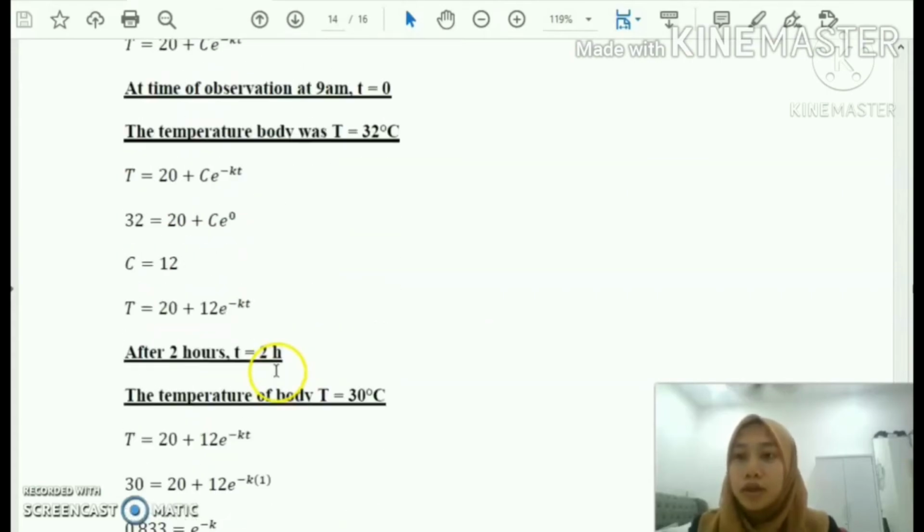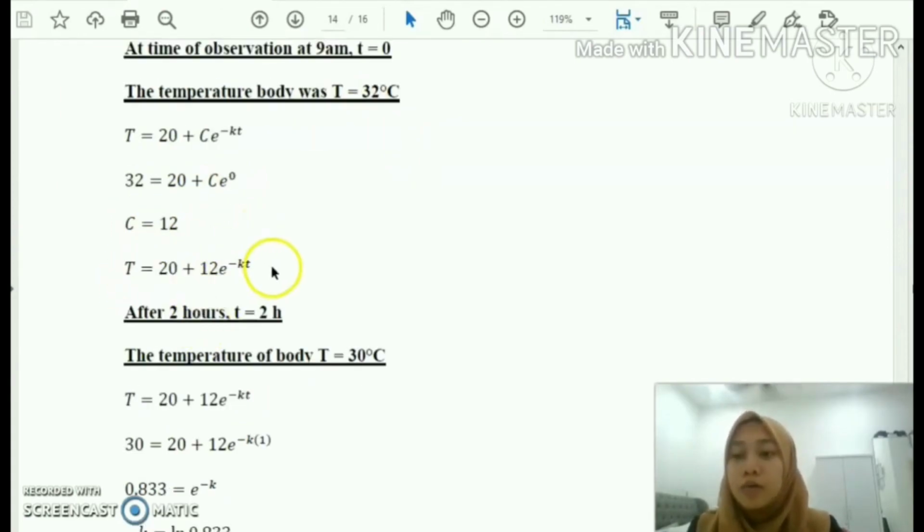First of all, we need to find C using this one: 9 AM, which is time t equal to 0, and the temperature equal to 32 degrees Celsius. Then we put the temperature into this equation, and we will get C equal to 12, and then the new equation, which is T equals 20 plus 12 e to the negative kt.